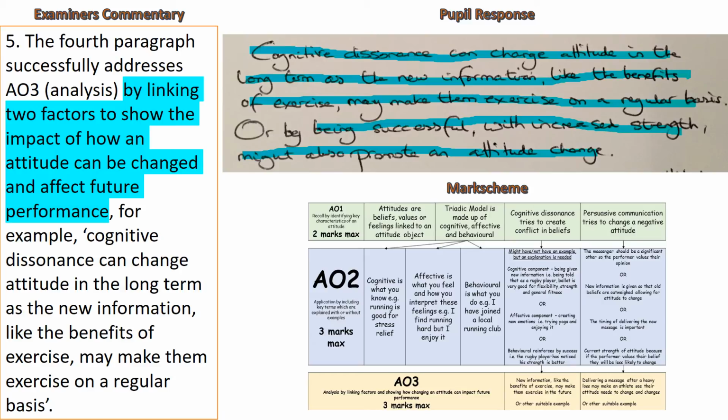Now, as you can see from the examiner's commentary, in this particular question you pick up assessment objective 3 marks by linking 2 factors to show the impact of how an attitude can be changed and affect future performance. And the example that has been given is cognitive dissonance can change attitude in the long term, as new information like the benefits of exercise may make them exercise on a regular basis, or by being successful, which is the reinforcement element, with increased strength, might also promote an attitude change.